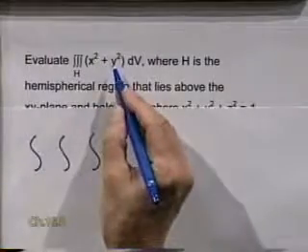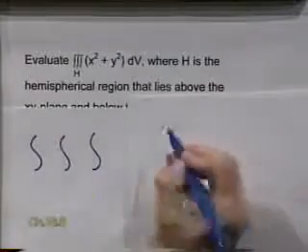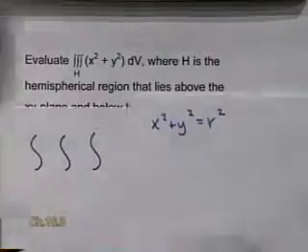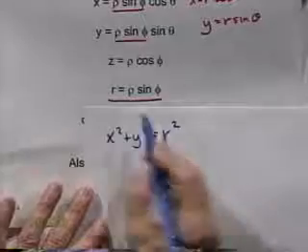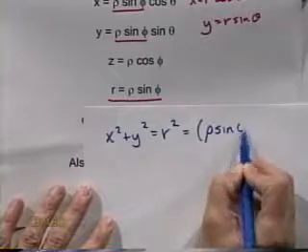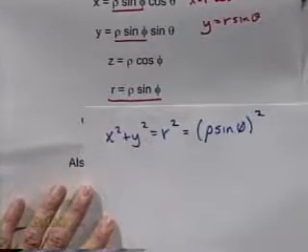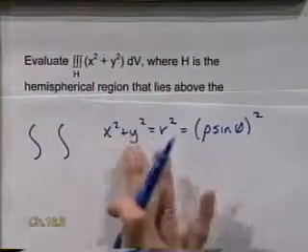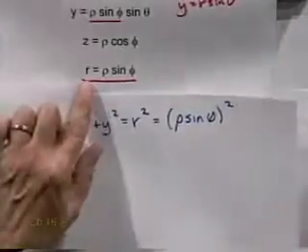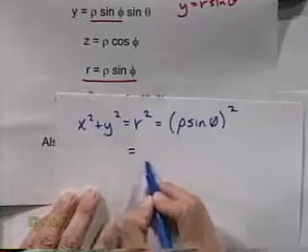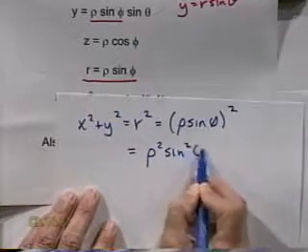What's x squared plus y squared? X squared plus y squared is r squared. Look in here, r is rho sine phi. So that's going to be rho sine phi squared. Do you see what I'm doing? Because I have here x squared plus y squared, and I know x squared plus y squared is r squared. Looking at my little cheat sheet though, r is rho sine phi, so x squared plus y squared is rho squared sine squared phi.